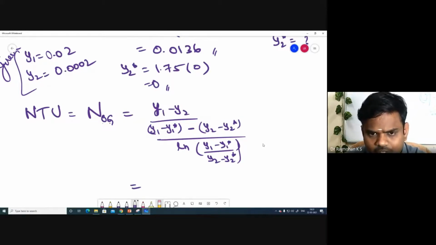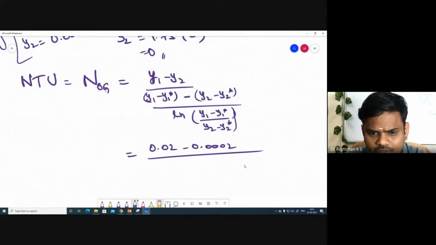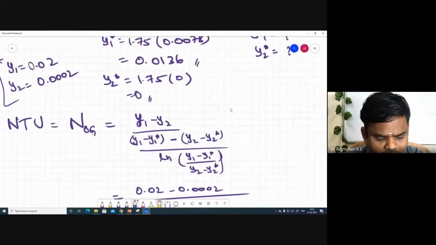Please simplify. What is y1 minus y2? y1 minus y2 is 0.02 minus 0.002, divided by y1 minus y1 star. y1 is 0.02, minus the y1 star value we have determined here, 0.0136.